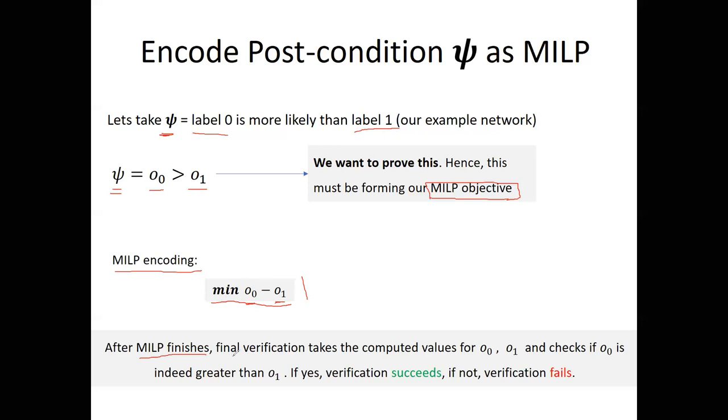How do we have a certification check? Well, we just need to look at the values that we get for O0 and O1, and then check if O0 is greater than O1. Because we're trying to minimize this difference, if O0 is still greater than O1, despite the fact that we tried to minimize the difference, then yes, verification succeeds. Otherwise, the verification fails. Okay. So this encoding lets us state a certification problem as an optimization problem. Okay. So now let's see how the entire end-to-end thing would look.